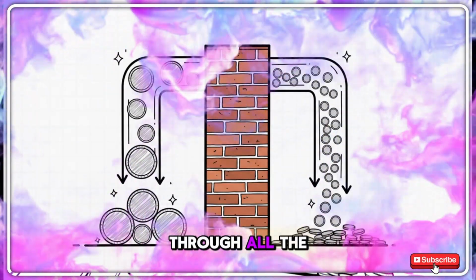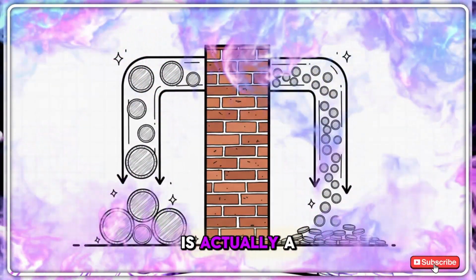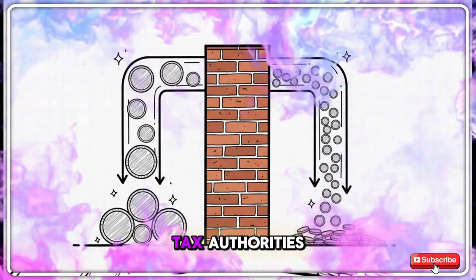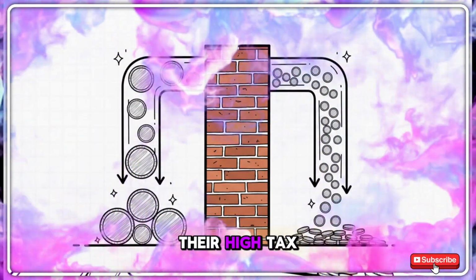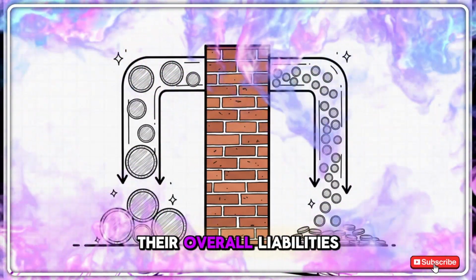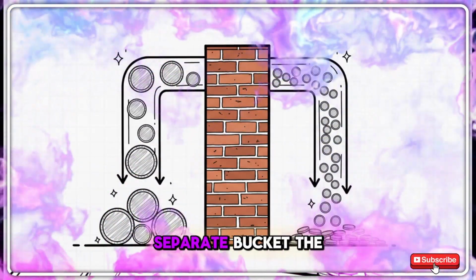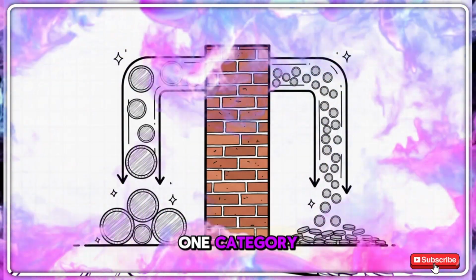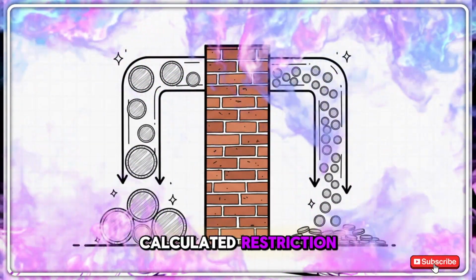So why go through all the trouble of building this distinct legal wall? Well, strict categorization is actually a structural defense mechanism. You see, the implicit assumption from tax authorities is that taxpayers will naturally try to artificially blend their high-tax business revenue with their low-tax passive revenue just to manipulate their overall liabilities. By locking passive income into its own distinct separate bucket, the system ensures that excess taxes paid over in one category literally cannot be used to wipe out what you owe in another. It's a highly calculated restriction.